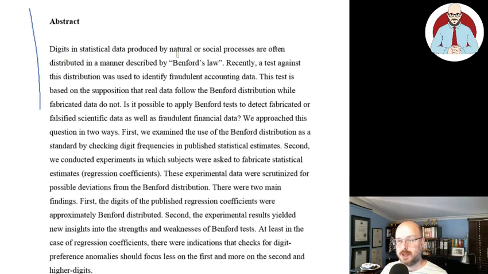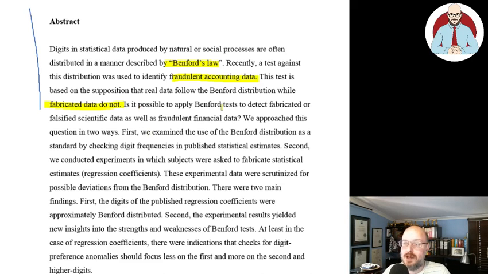Digits in statistical data produced by natural or social processes are often distributed in a manner described by Benford's law. Recently, a test against this distribution was used to identify fraudulent accounting data. This test is based on the supposition that real data follows Benford's distribution while fabricated data does not. And as if you had to watch that video from the accounting practice, that's the same argument they make. But see, then the thing is also, if people are going to do something fraudulently, you try and set it up so you're meeting Benford's law, but that's another argument.